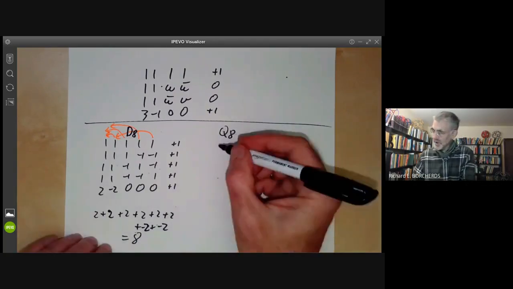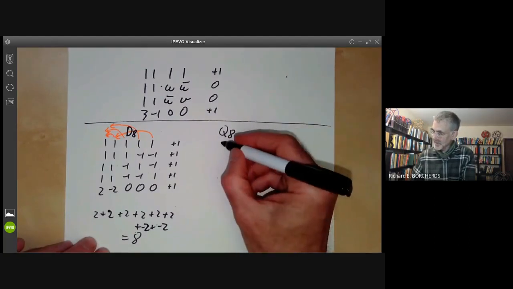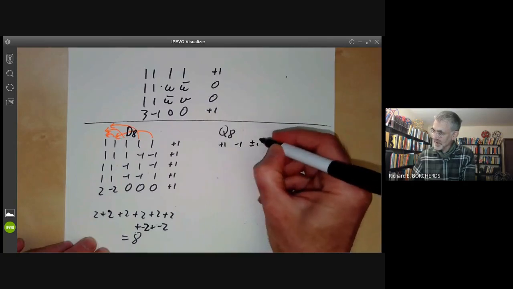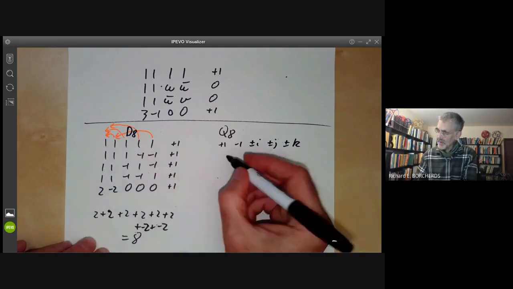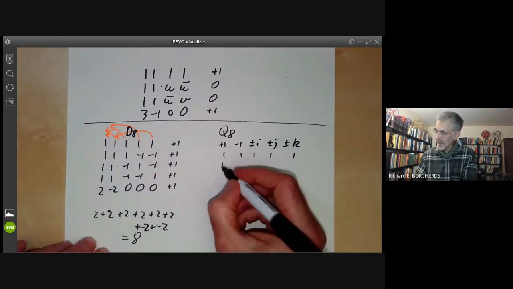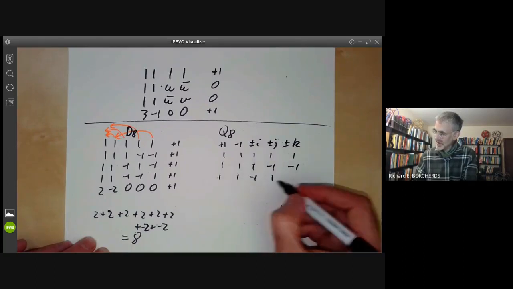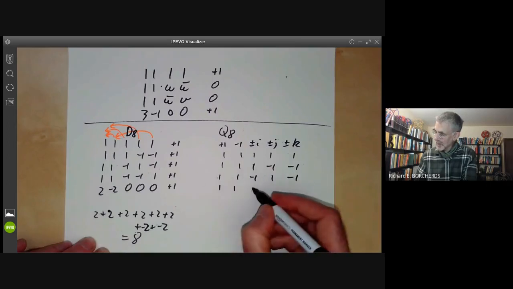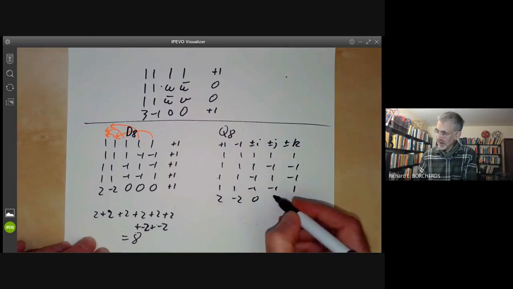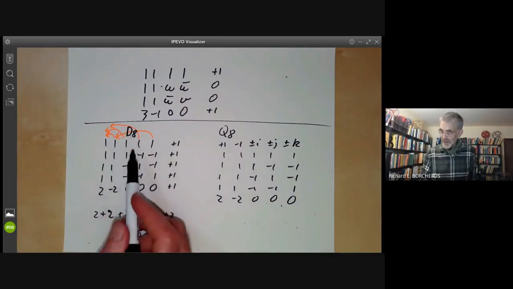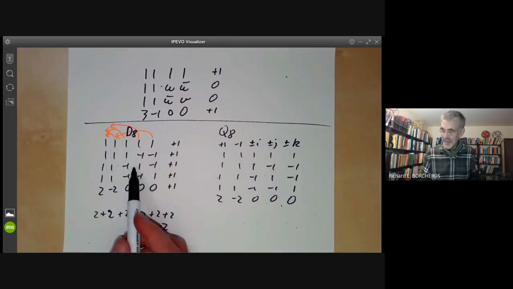If you look at the quaternion group of order 8, remember the quaternion group has conjugacy classes plus 1, minus 1, plus or minus i, plus or minus j, plus or minus k. And then just as for D8, there are four one-dimensional characters because the abelianization is the Klein 4 group. And again, by the orthogonality relations, there's a two-dimensional character. And if you look at the character tables of D8 and Q8, you'll notice the character tables are actually identical.